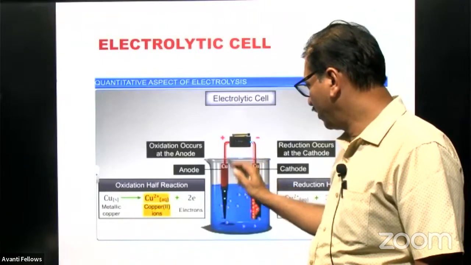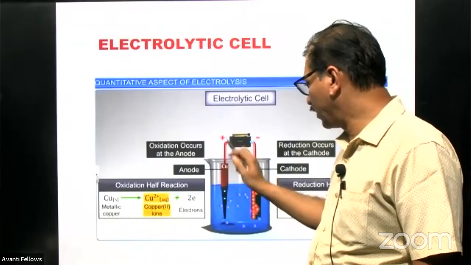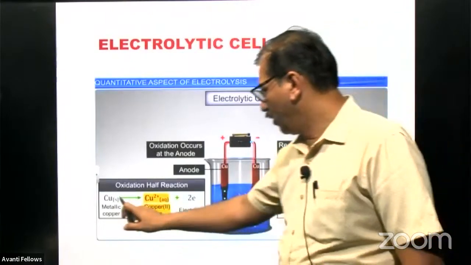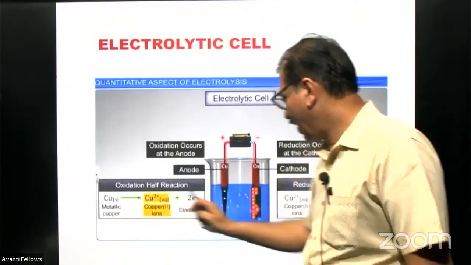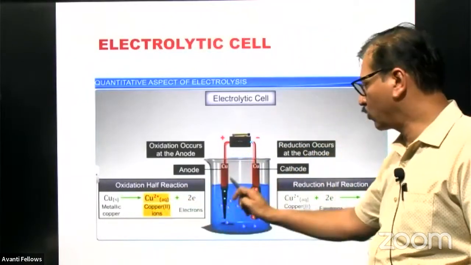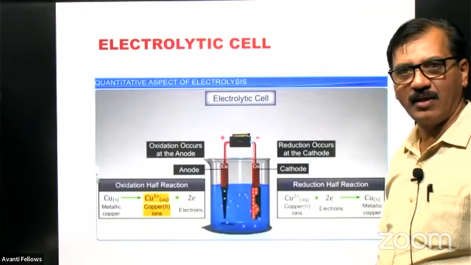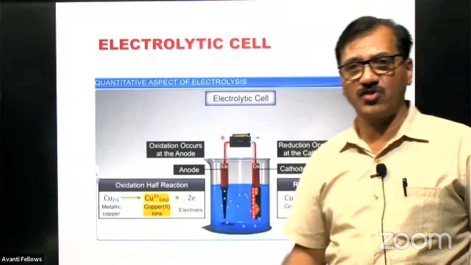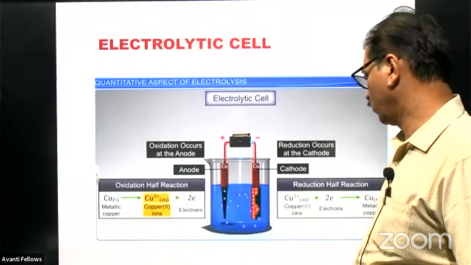But the other electrode, which is connected to the positive terminal, loses electrons and forms copper ions. It gets corroded. Every copper metal atom will become an ion, right? So this is a chemical change. This is the chemical change which we see.